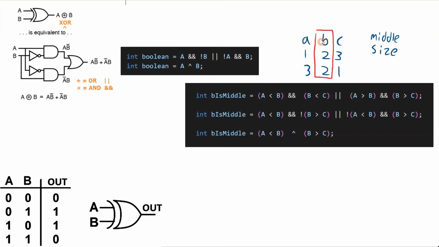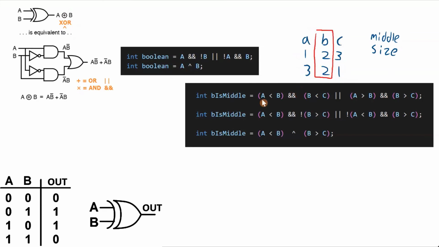To know which one is the middle, we know there are two possibilities. The first possibility is that A is smaller than B and C is larger than B. So this is the first condition. The second condition is A is larger than B and C is smaller than B. This is the second condition. We know B is the middle size among the three numbers.